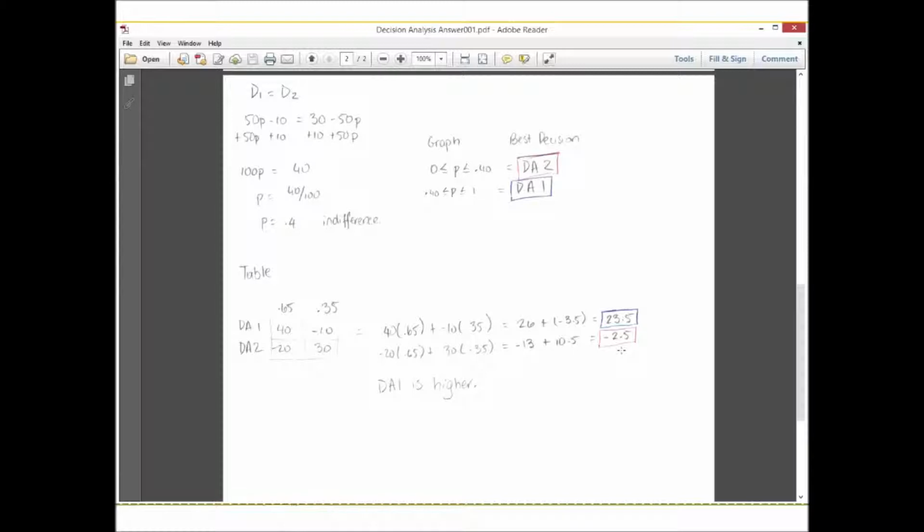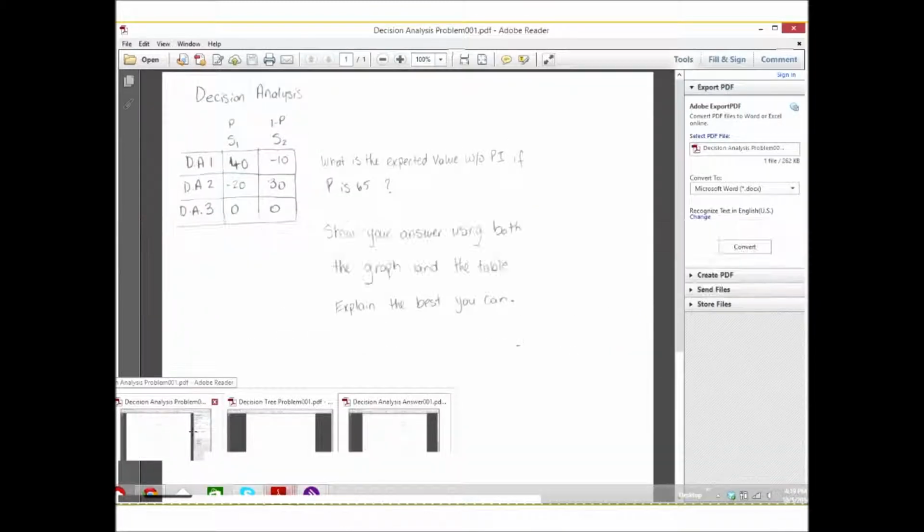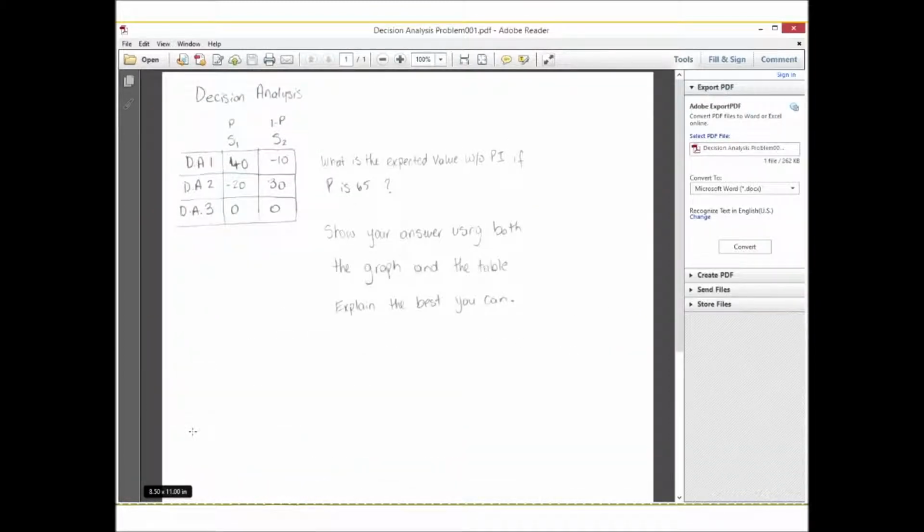This thing, fairly simple. Create a problem, go through it. Let me pull it back to the actual problem. That was the question. It should have been 0.65 instead of 65. Show your answer using both the graph and the table. Explain the best you can. This is a great exercise to help you understand how to do this.